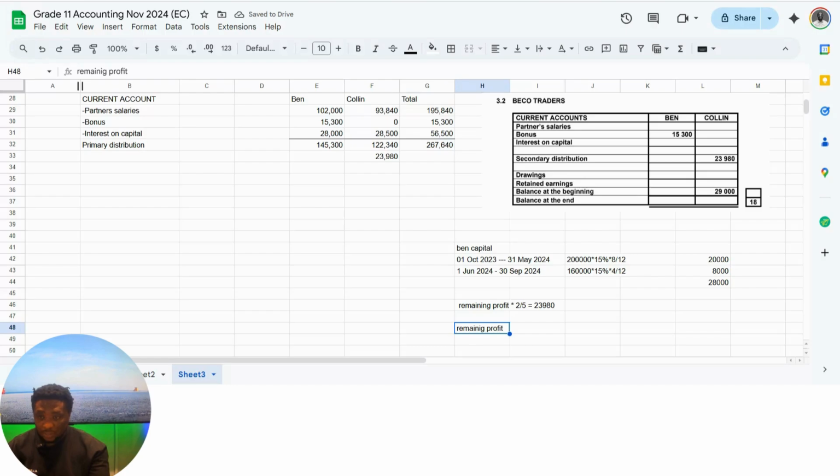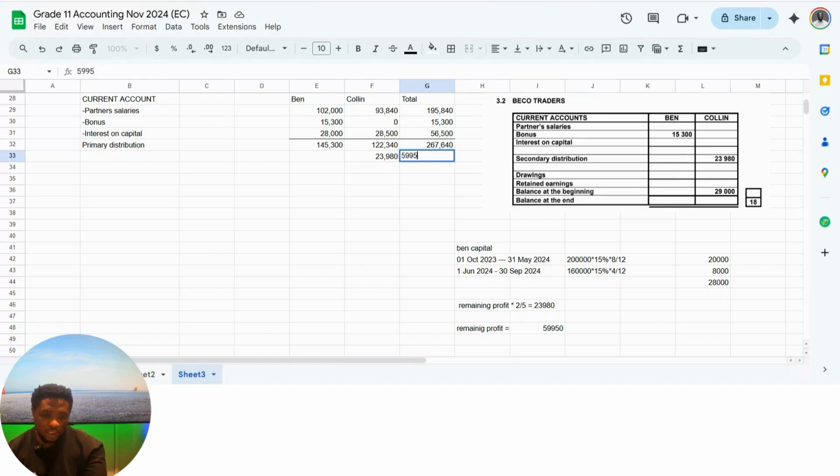You're going to remain with the remaining profit, and our remaining profit is going to be equal to, well, on the other side, we need to also multiply by 5 over 2. So we're going to say 23,980 multiplied by 5 over 2. That then would give us what those profits are, the remaining profit, so to say. So the remaining profit is 59,950. That basically gives you your total then, because this is how much you're distributing.